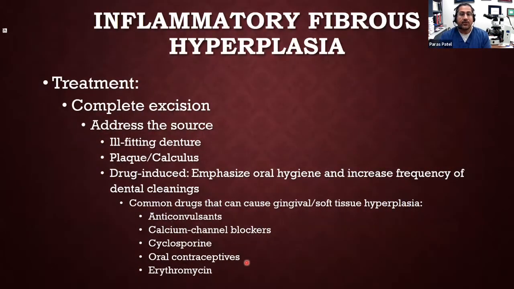And remember, there's a handful of different drugs that can actually cause it, and emphasizing at-home oral hygiene care and potentially getting these patients in for short protocol prophylaxis, sorry. So getting them in more frequently for a dental prophylaxis is really important, and it may be necessary to do that in some of these patients. So anticonvulsants, antiepileptics is one of the classic ones, calcium channel blockers, cyclosporin often used for immunosuppression in solid organ transplant patients. Oral contraceptives, erythromycin, can also produce a susceptibility for this gingival hyperplasia.